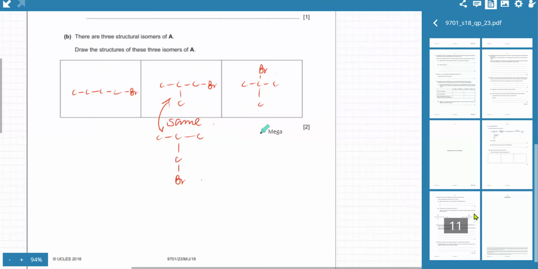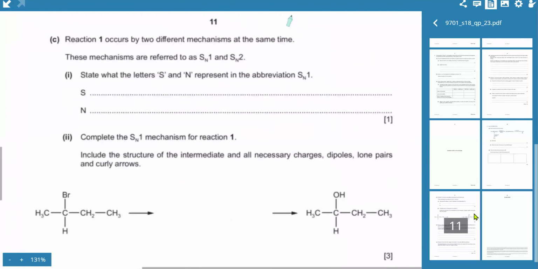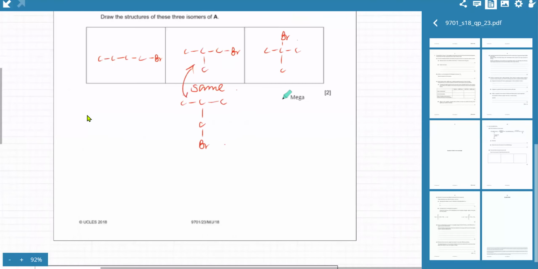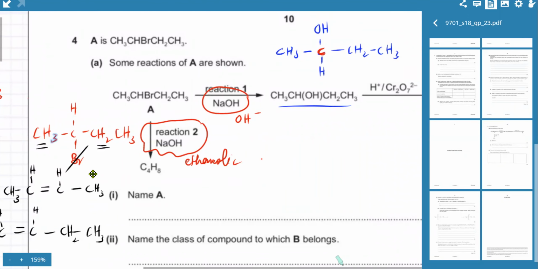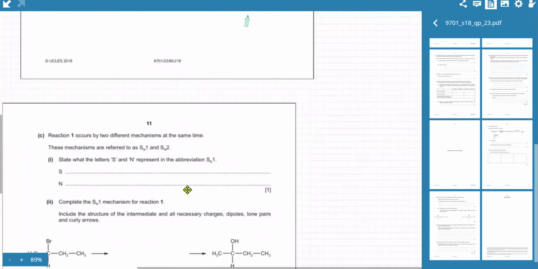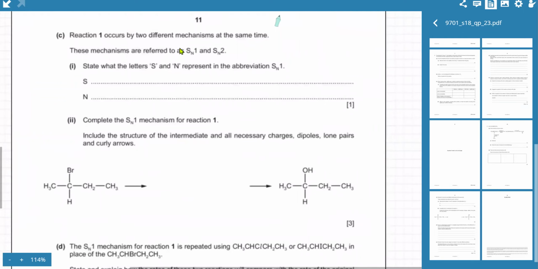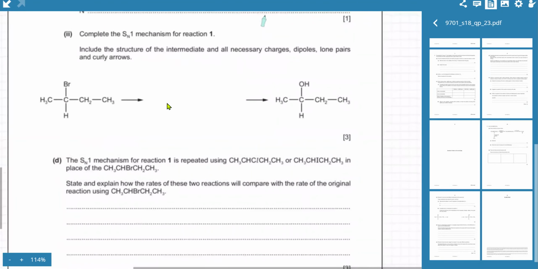And then you have, what's the last page? The last page is reaction one occurs by two different mechanisms at the same time, SN1 and SN2. S stands for substitution, N stands for nucleophilic. And this was the secondary halogenoalkane. For them, SN1 or SN2 depends on the type of conditions used. So you can't really tell whether it's SN1 mechanism or SN2 mechanism, which is exactly what the question was also stating, that it could have two different mechanisms. And he's saying complete the SN1 mechanism for the reaction.